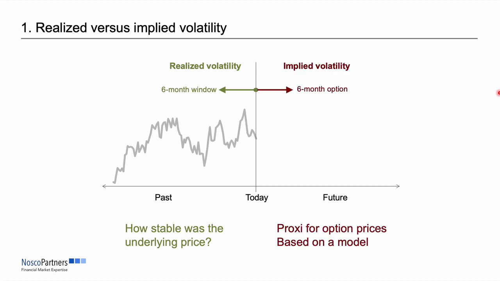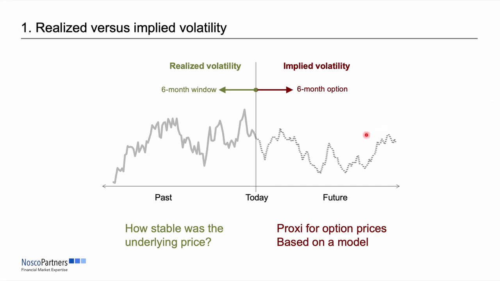Implied volatility describes how much volatility has been priced into an option contract. It is a characteristic of the option at the point of pricing. You can think of implied volatility as the market's expectation how much the underlying will fluctuate over the lifetime of the option. So in that sense, implied volatility is more forward-looking and realized volatility is more backward-looking.